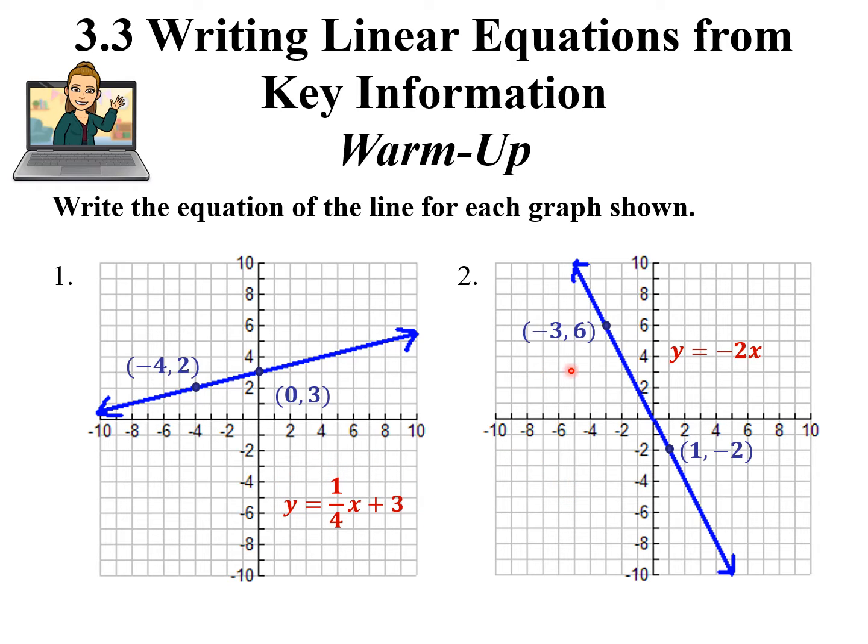For our second graph, we should find that the equation looks like y equals negative 2x, or negative 2x plus 0. The y-intercept is 0 because I go through that 0 point. And then I can choose my 2 points and build a slope triangle, or I can use the slope formula.